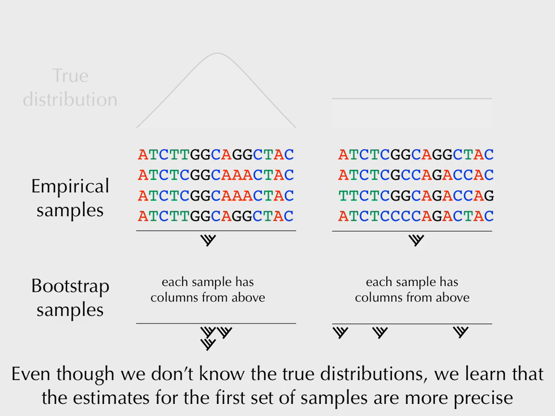Jackknifing is sampling without replacement; bootstrapping is sampling with replacement. The technical term for this is non-parametric bootstrapping. Parametric bootstrapping is, rather than sampling your data set, you simulate your data set and use those simulated data sets instead.